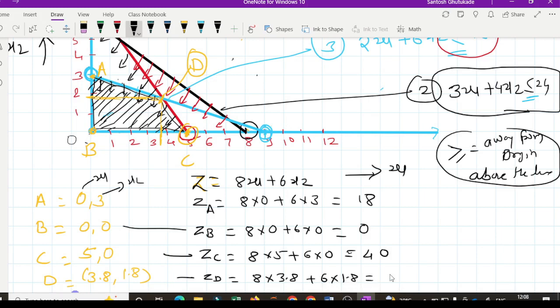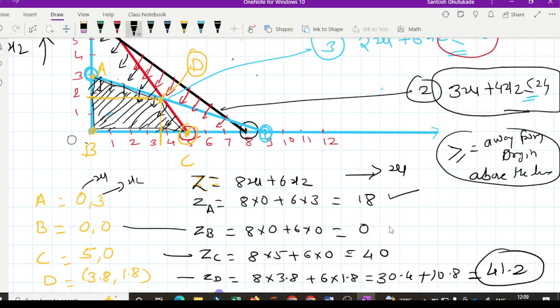Let me solve this. 8 into 3.8 will be 30.4, and 6 into 1.8 is 10.8. So you will get 10.8 plus 30.4. If you check this answer, you will get 41.2. So 41.2 is the answer for ZD.